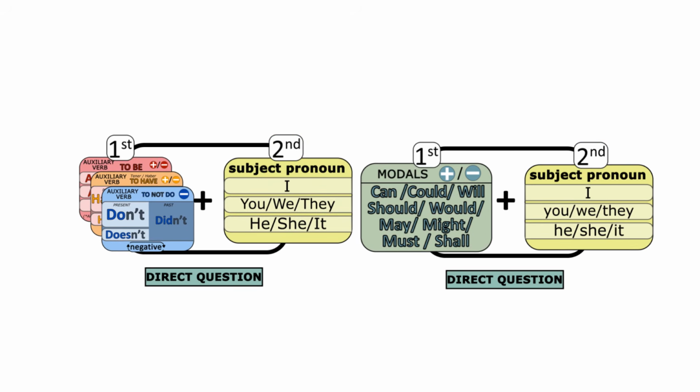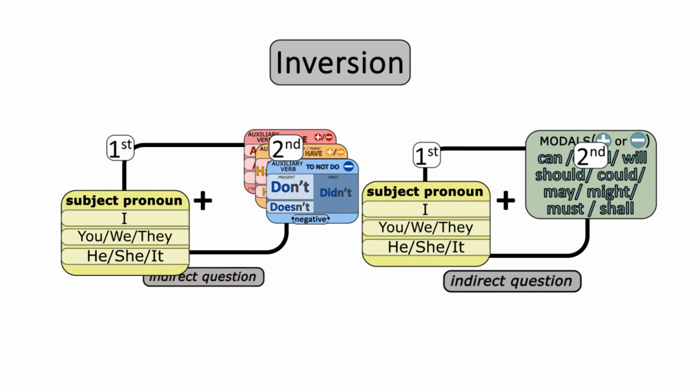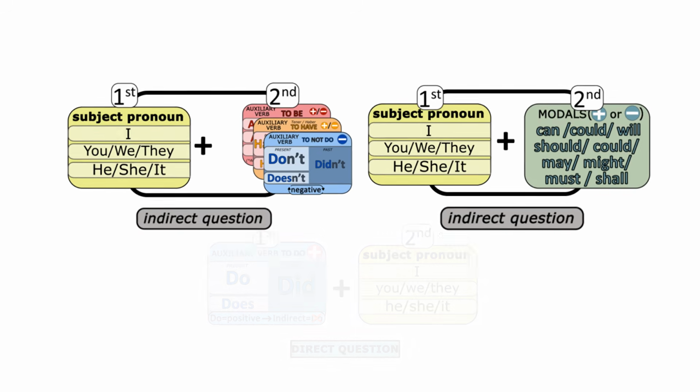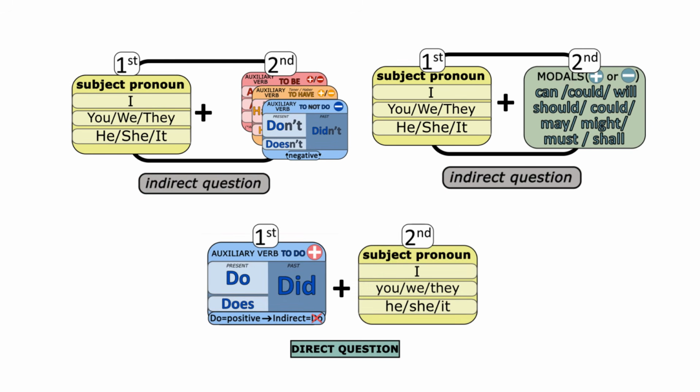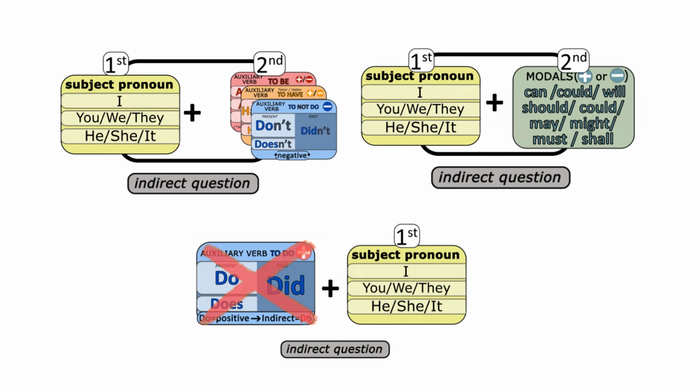Direct question, indirect question. The only exception is with the auxiliary verb do in positive. If a direct question contains do in positive, in an indirect question, the verb do disappears. Direct, indirect. Okay, so let's look at some examples.